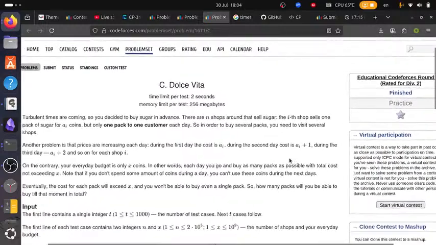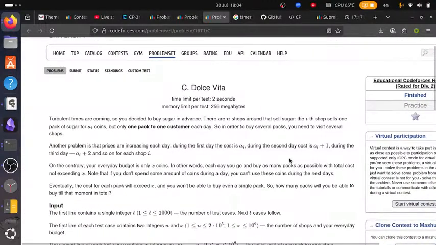So turbulent times are coming, so you decided to buy sugar in advance. There are N shops around that sell sugar. The ith shop sells one pack of sugar for ai coins, but only one pack to one customer each day. So in order to buy several packs, you need to visit several shops. Another problem is that prices are increasing each day. During the first day, the cost is ai. During the second day, the cost is ai plus 1. During the third day, ai plus 2, and so on for each shop i.